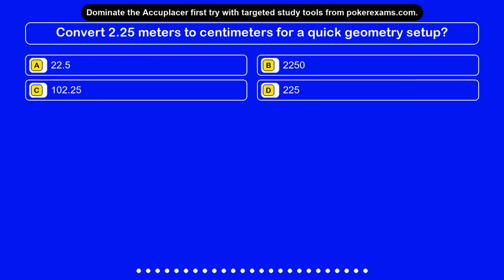Question 6. Convert 2.25 meters to centimeters for a quick geometry setup. Option A, 22.5. Option B, 2,250. Option C, 102.25. Option D, 225.